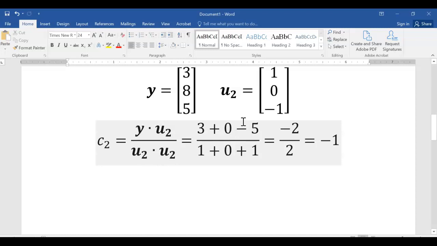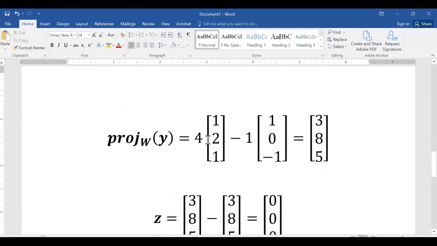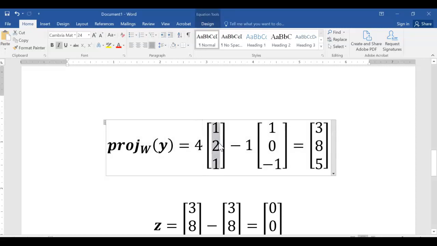u2, inner product with itself: 1 times 1 is 1, 0 times 0 is 0, negative 1 times negative 1 is a positive 1. So we get negative 2 over 2, which is a negative 1. Now, what this means for the projection of y onto W is that the projection is going to be the linear combination 4 times my u1 minus 1 times my u2.